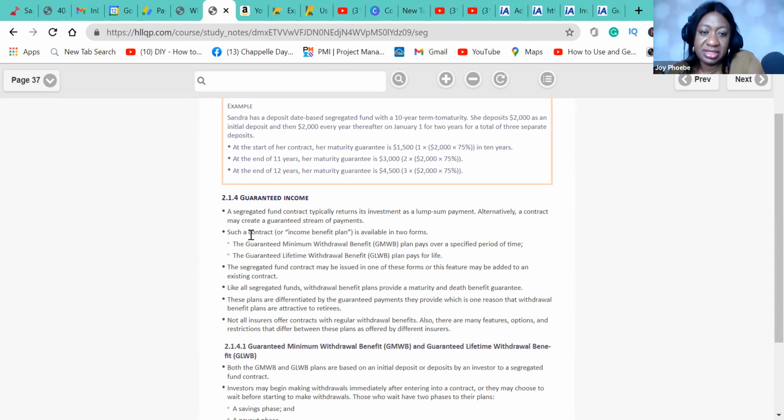Let me take that again. A segregated fund contract typically returns an investment as a lump sum payment. Alternatively, a contract may create a guaranteed stream of payment. What this is basically telling us is that after 10 years, your money may be 50,000 or 100,000 in growth in your account. Upon maturity, you can decide to take your money as a lump sum, or you can withdraw that money over a specific period of time.